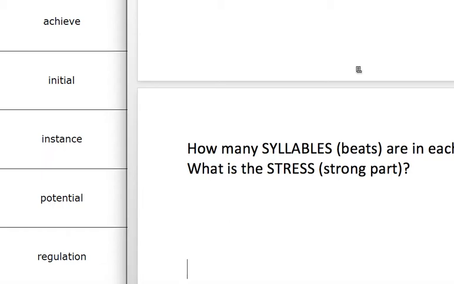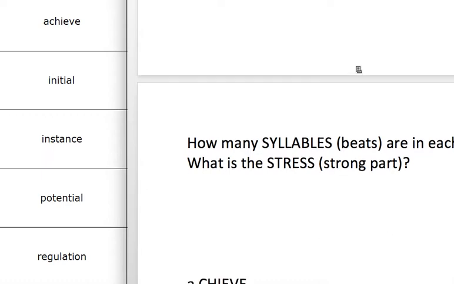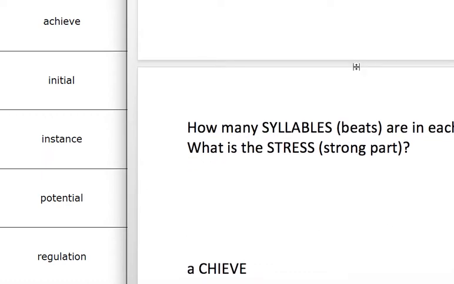The first word is achieve. Achieve. How many syllables in this word? Achieve. And the stress in this word, the strong syllable is the second. Achieve.